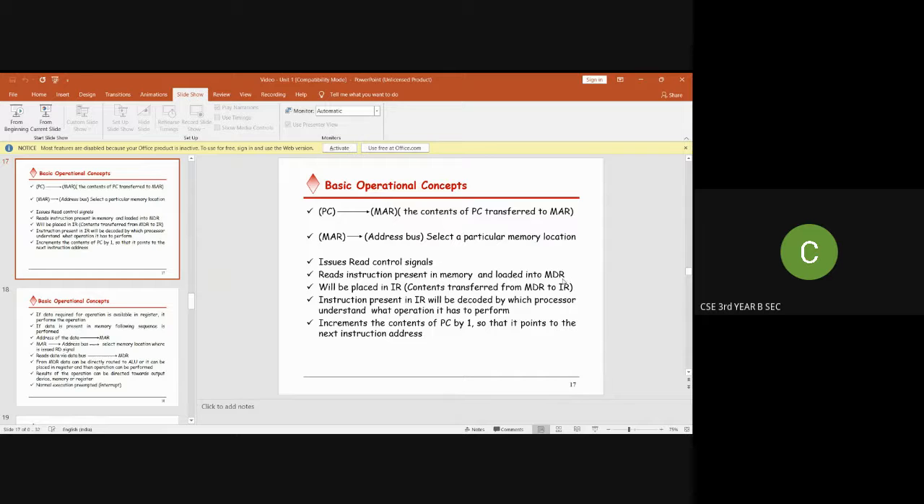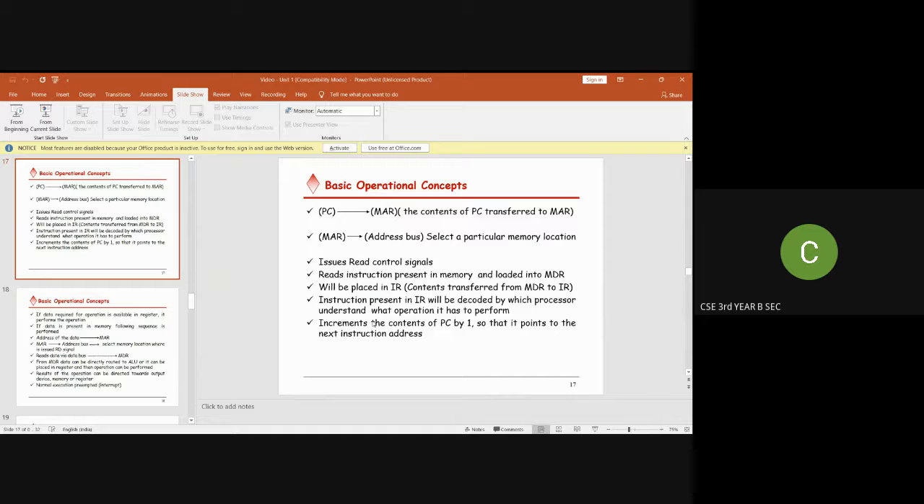MDR, memory data register, and this MDR places the contents in the IR in order to decode the instruction, and after decoding we should know what is the operation to be performed. So if it is an arithmetic or logical operation, then this instruction is given to the ALU. Okay, so this is the way the operations are performed.